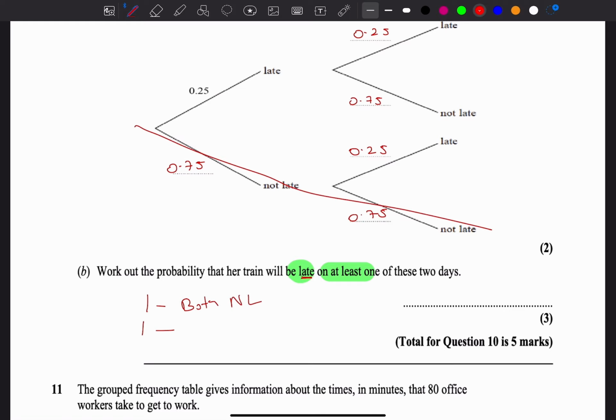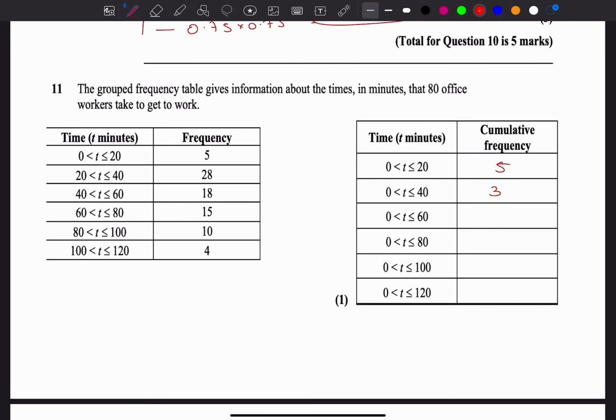Next one. So you want cumulative frequency. Add them up. 33, 51, 66, 76, 80. The total is 80. Yep, sure, it's fine. 51, 66, 76, 80.